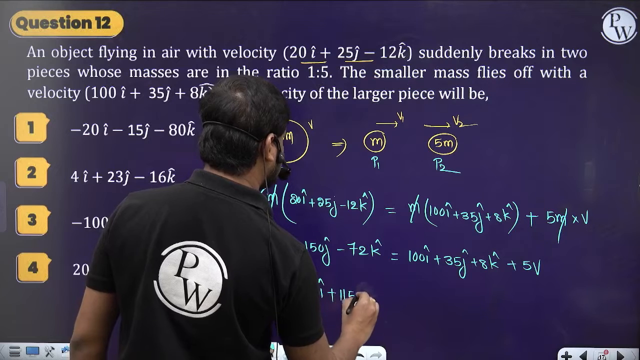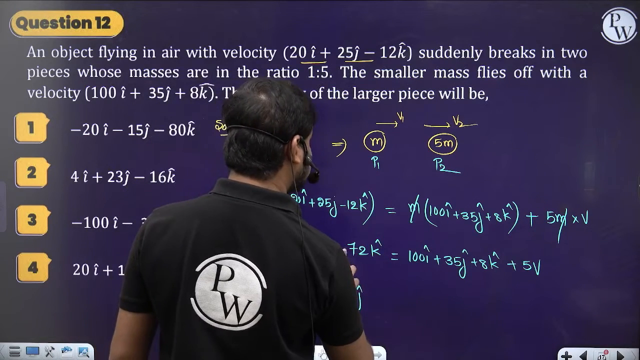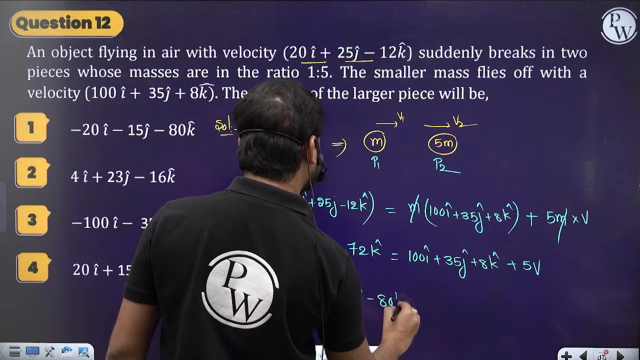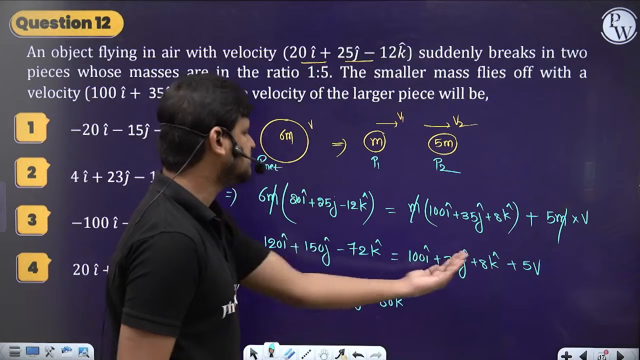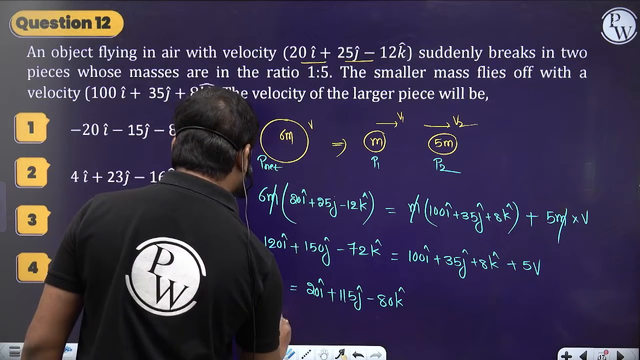Yes or no? So 150 minus 35, 115 j cap. So here minus 72 minus 8, which is minus 80 k cap. Yes or no? Minus 72, so minus 8 k cap, which is minus 80 k cap. So now we need only the velocity.